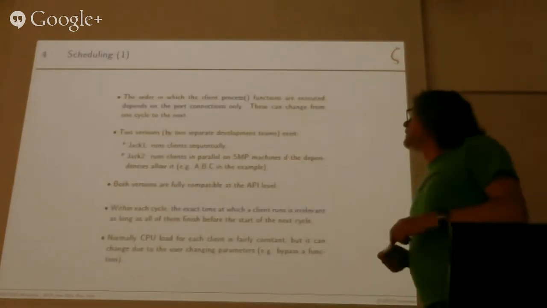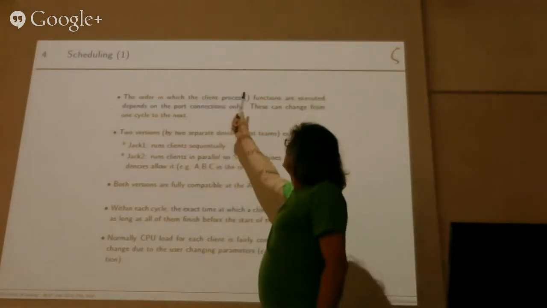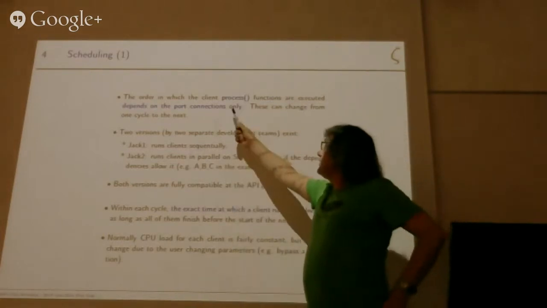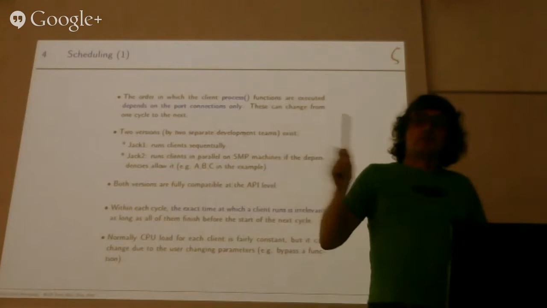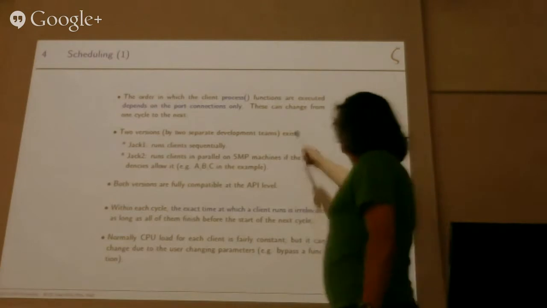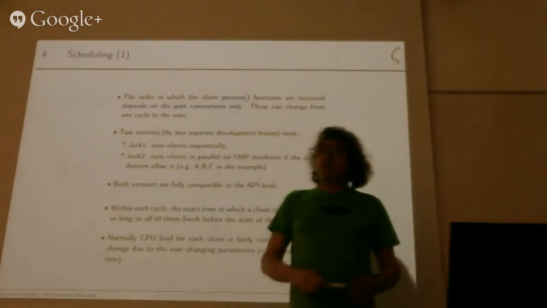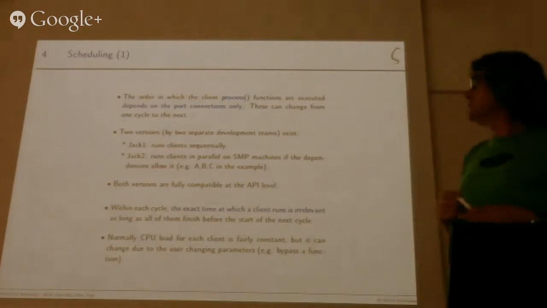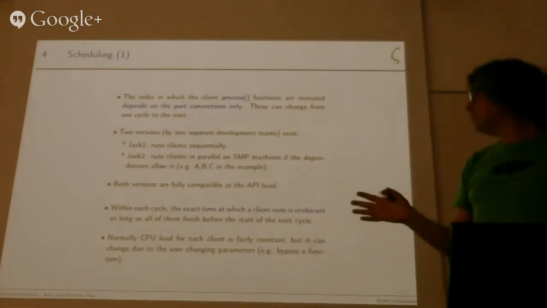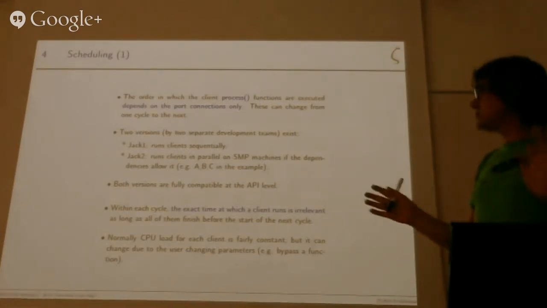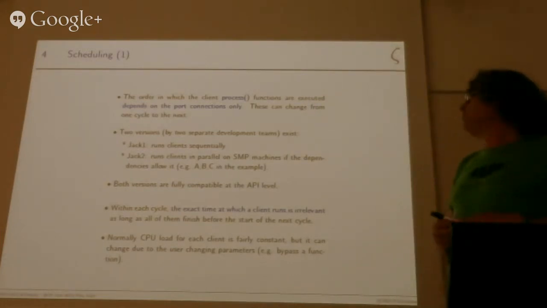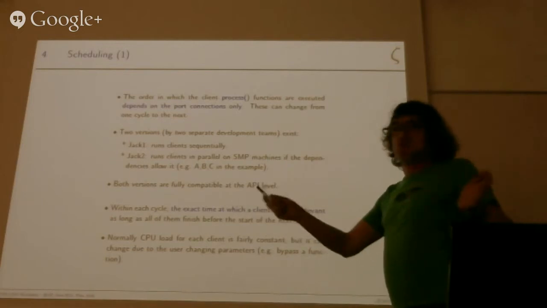So, scheduling. The order in which the process functions of each client are called depends on the connections only, on the dependencies between those different programs, which one takes input or output from another one, and so on. And these things can change from one cycle to the next. It's completely dynamic. Port connections can be made by the user, by the program, by session management, by whatever. Normally it doesn't change in each cycle, but it's possible. And if it changes, the system should just go on.